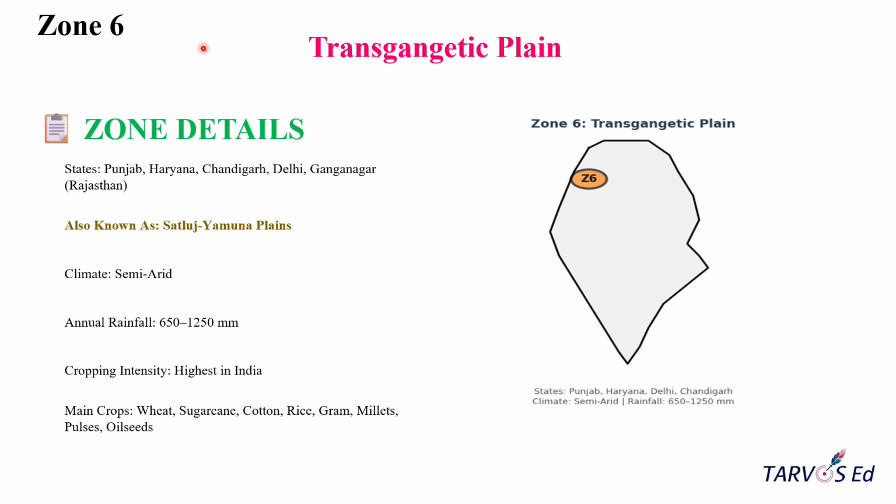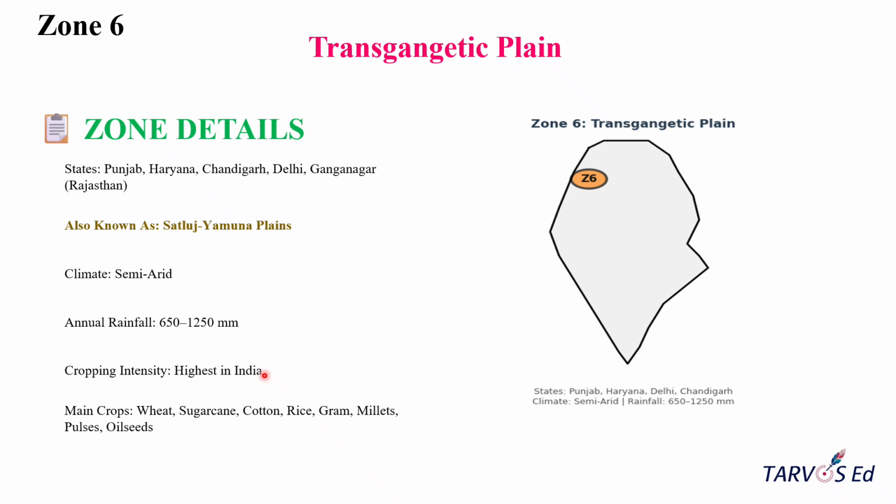moving to zone 6, the Transgangetic plain. So this area usually covers Punjab, Haryana, Chhattisgarh, Delhi and Ganga Nagar in Rajasthan. And it is also called the Satluj Yamuna Plains. And here the climate is semi-arid, with the rainfall ranging from 650 to 1250 mm. At least you should remember the states and the speciality of the particular zone. Okay. And this zone has the highest cropping intensity in India. This is very important.